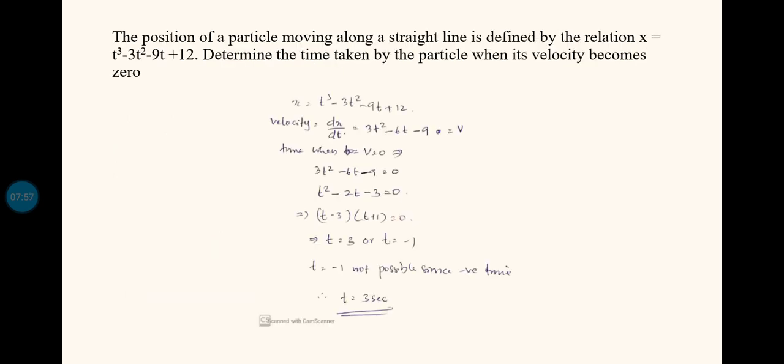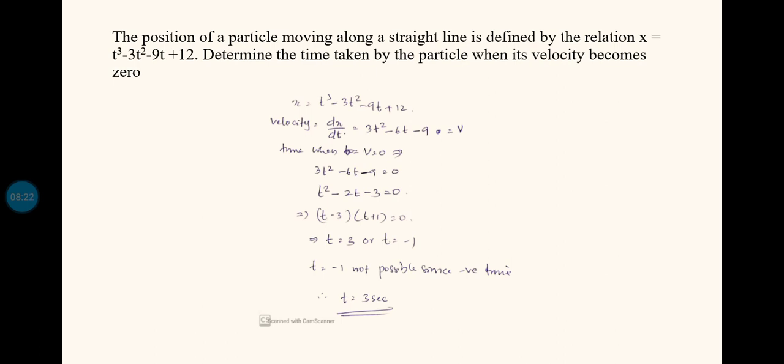Now we will look into a small direct problem. It can be asked for 2 marks or 3 marks, something like that. I am giving this problem just to understand the concept. The position of a particle moving along a straight line is defined by the relation x equal to t cube minus 3t square minus 9t plus 12. Determine the time taken by the particle when its velocity becomes 0.